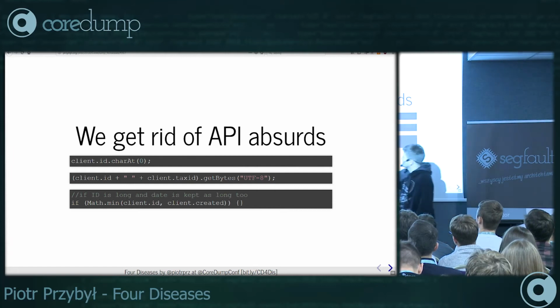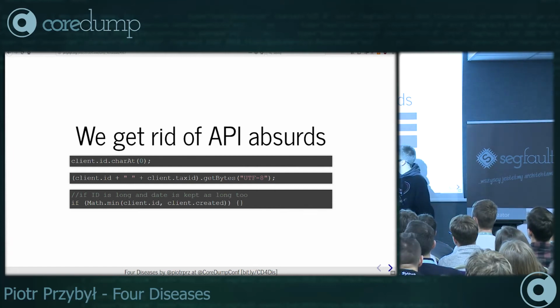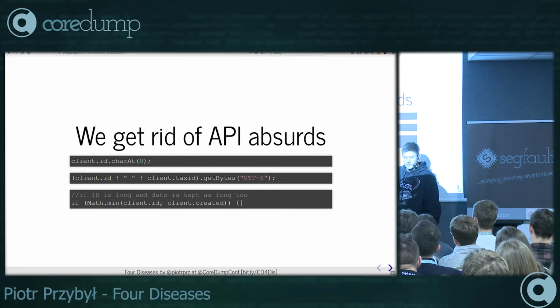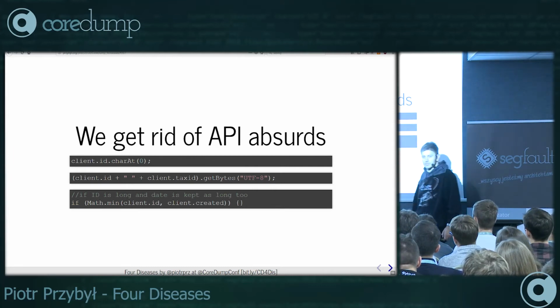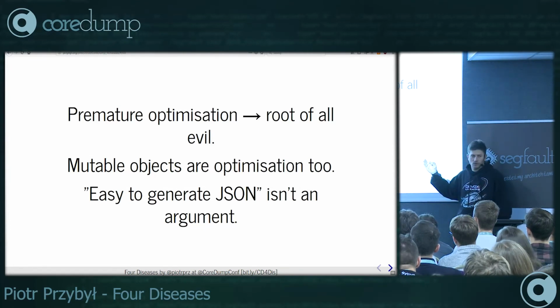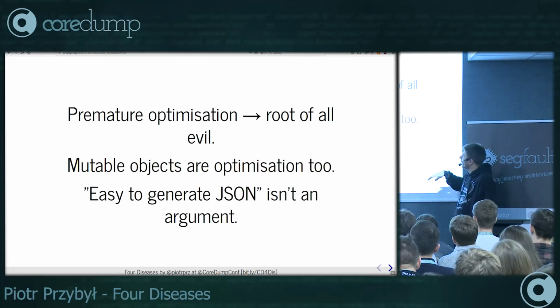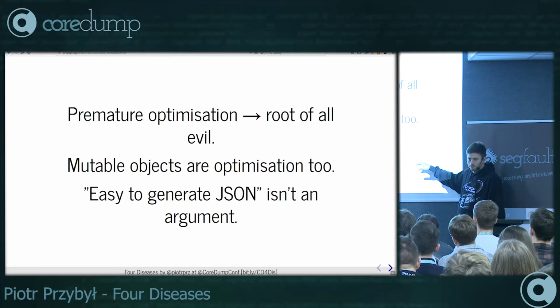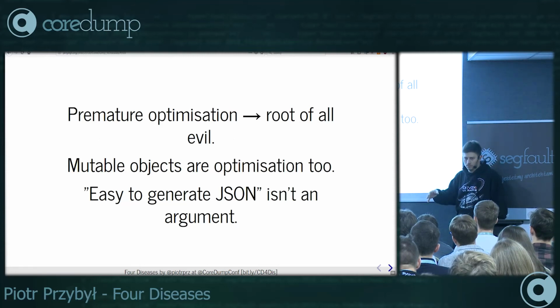Or what does it mean, assuming these are longs, to check which is the minimum of IDs? I mean, this is valid, right? This is valid Java code, and the compiler won't mind. So premature optimization is also a root of all evil, as they say. Remember this mutable balance. We also got rid of this. And mutable objects are optimization too. So if you have mutable objects, you usually do that because of performance, right? So this is an optimization, and in most cases, premature.